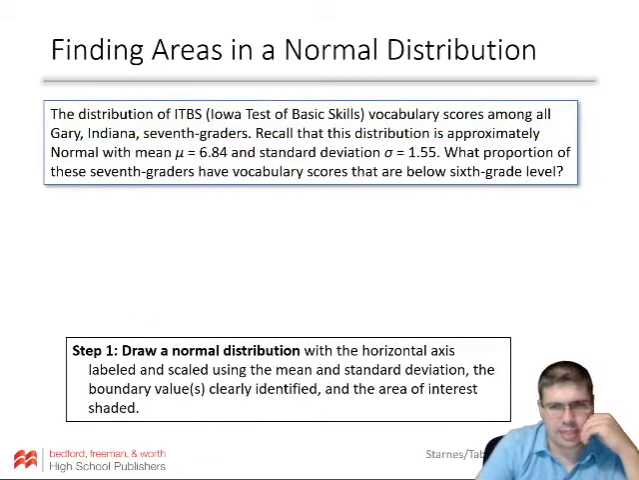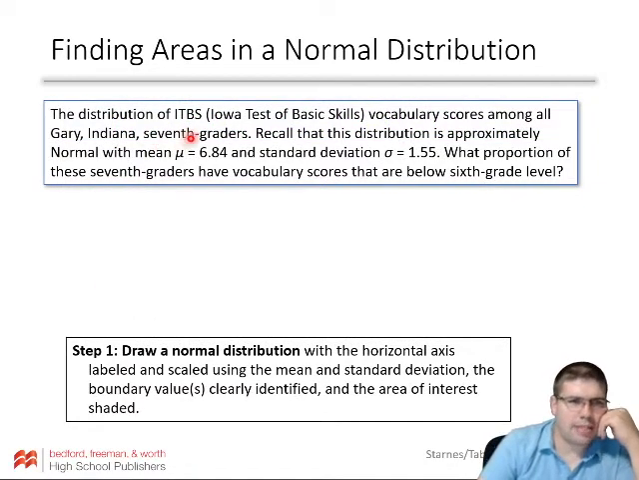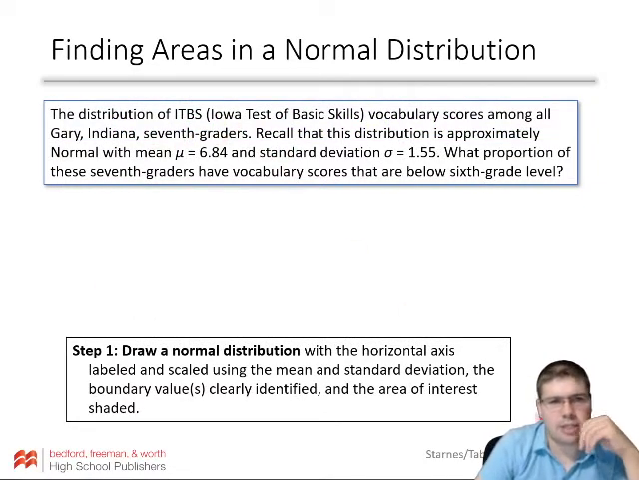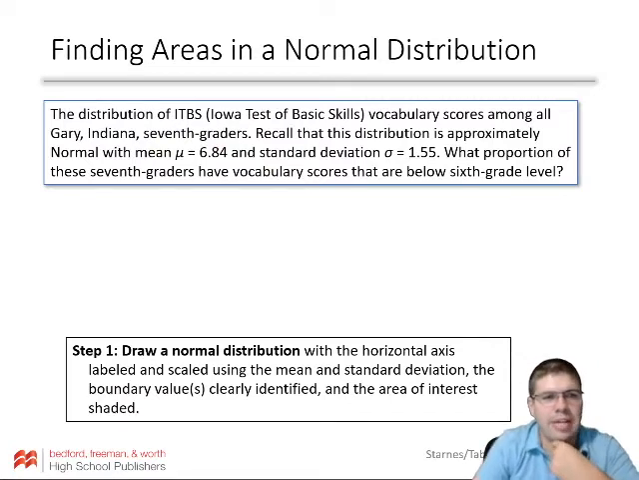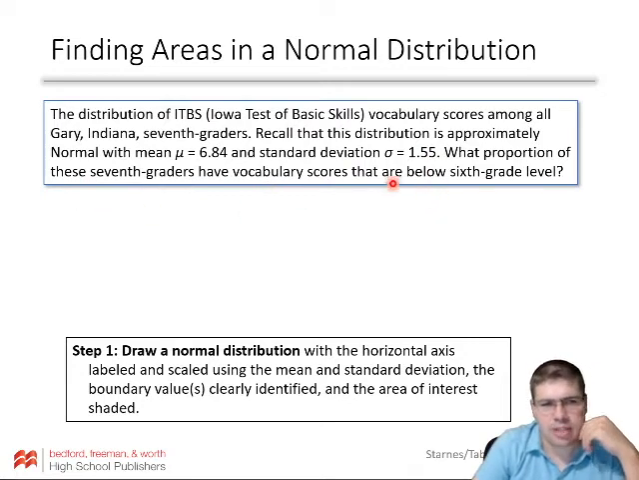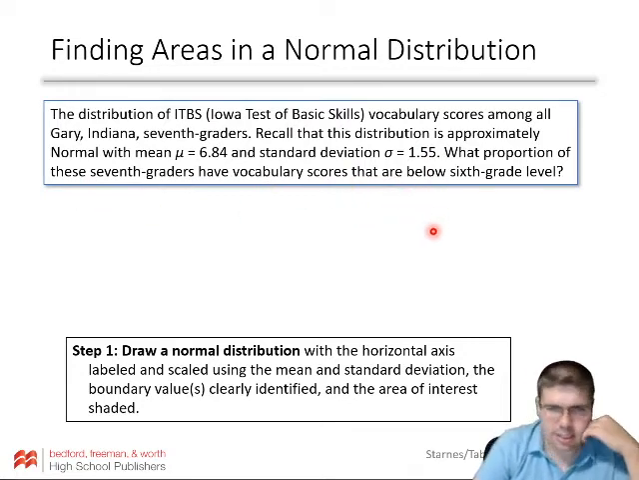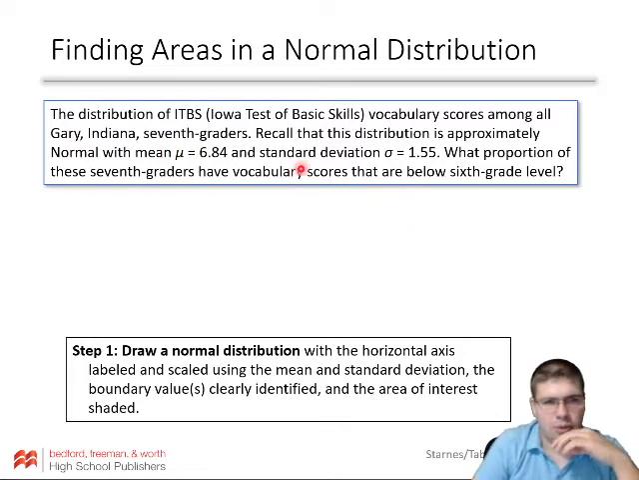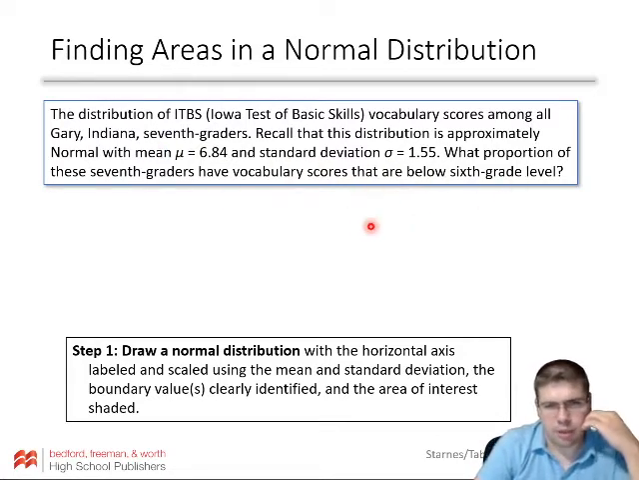So getting back to that same data, the distribution of ITBS, Iowa Test of Basic Skills, vocabulary scores among all Gary, Indiana 7th graders. Recall the distribution was approximately normal with mean 6.84 and standard deviation 1.55. What proportion of these 7th graders have vocabulary scores that are below a 6th grade level? So that's what we're looking for, below 6.